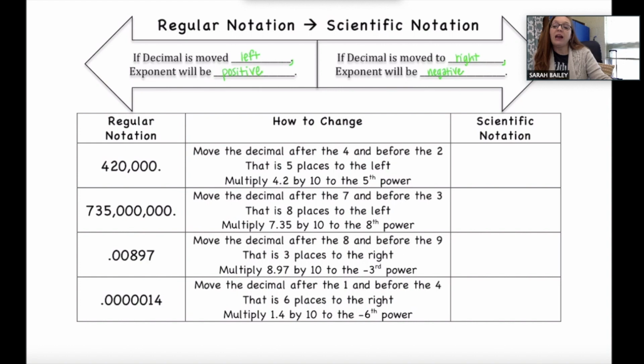So first we have the number 420,000. How do we change it to scientific notation? It says to move the decimal, let me underline that, move the decimal after the 4 and before the 2. So we want to move the decimal point until it gets between the 4 and 2.